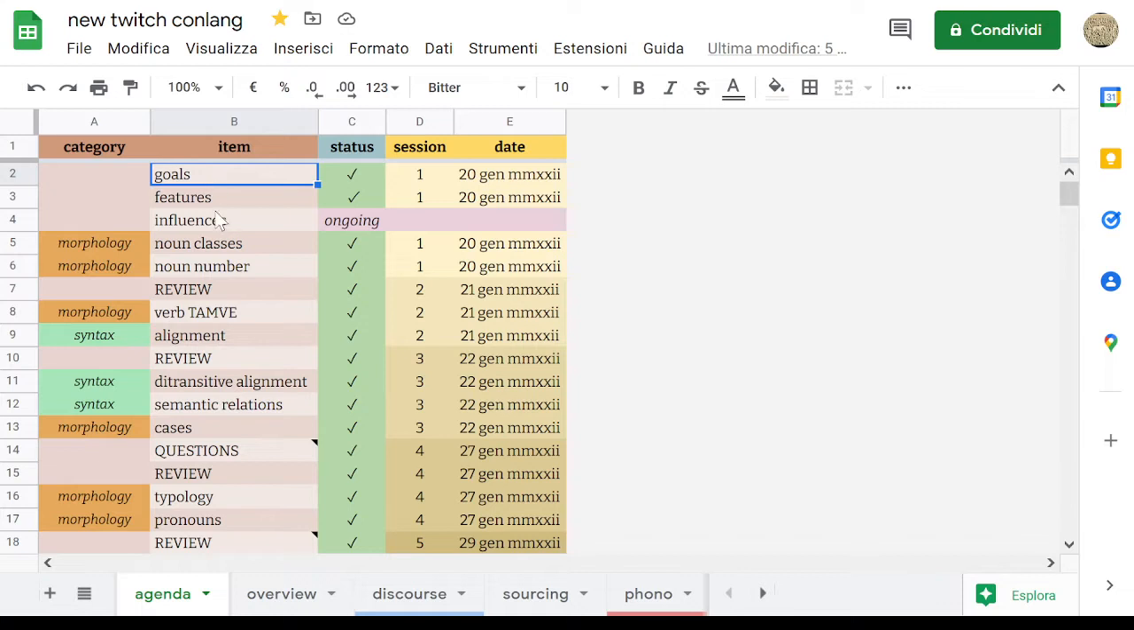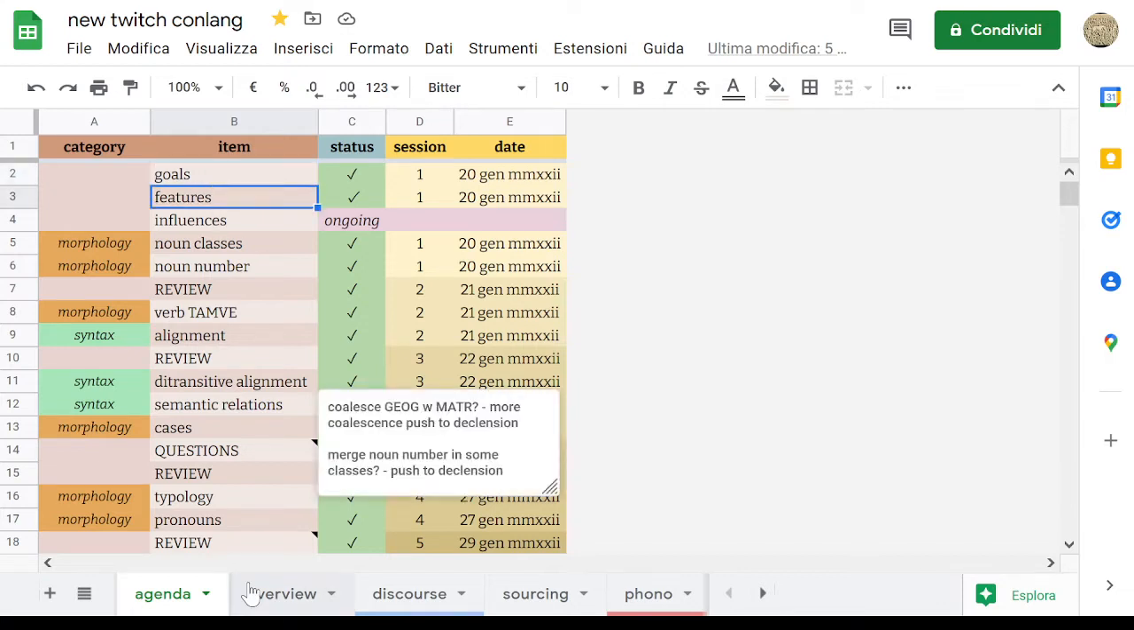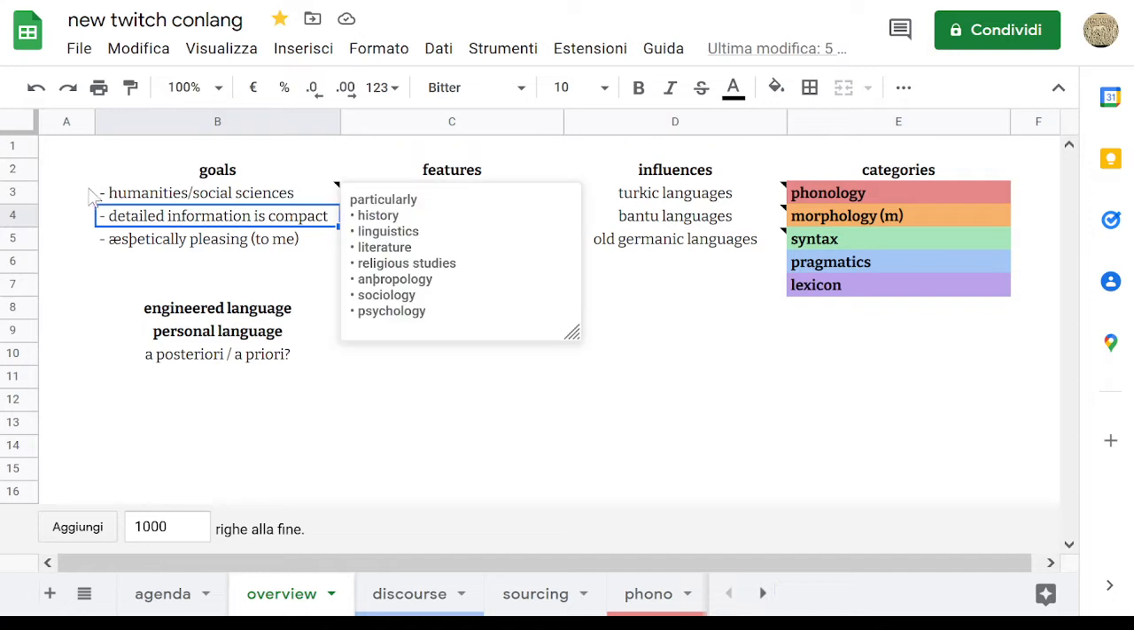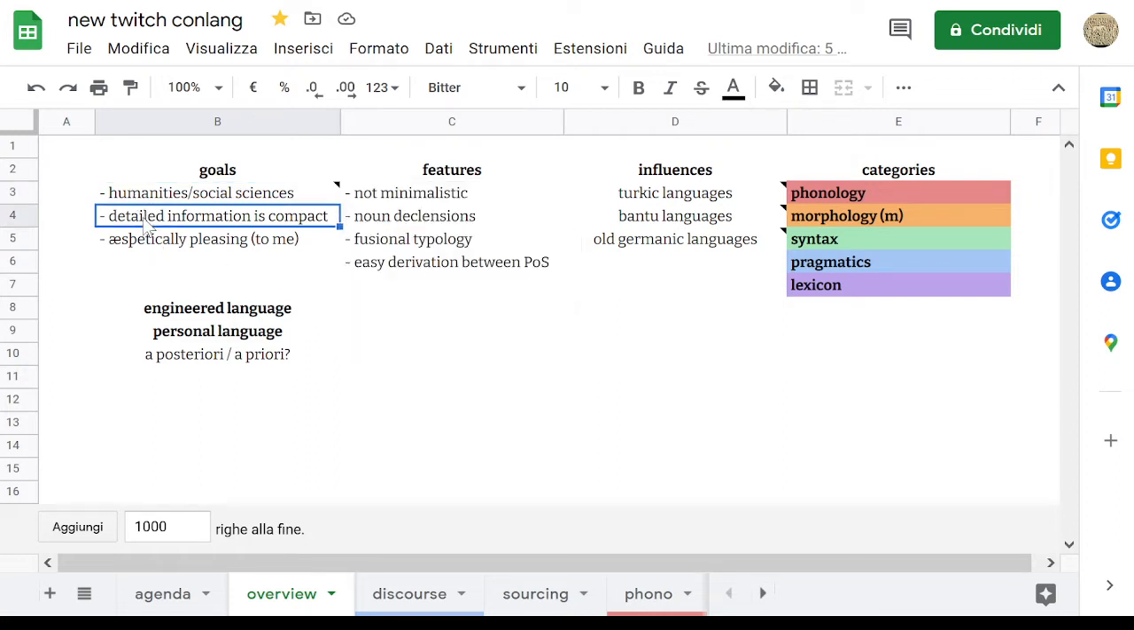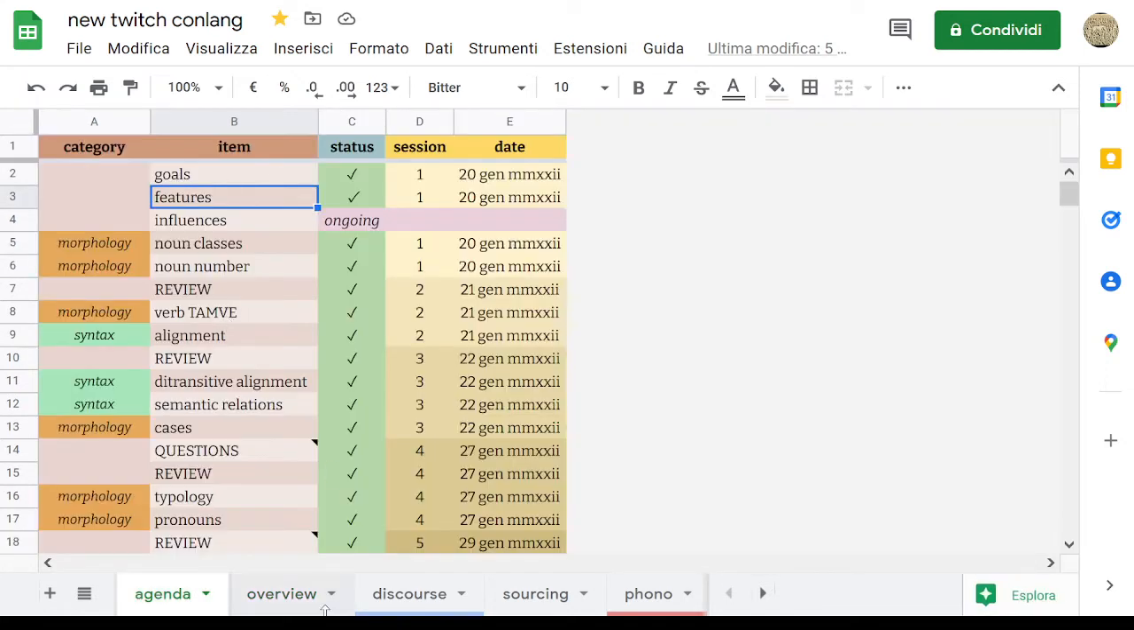So far we have our goals, and my goals with this Conlang are written out here. I wanted to focus on being able to express concepts in the humanities and social sciences, particularly history, linguistics, and anthropology, and these other ones listed here, in a detailed and compact way. And I want it to be something that I personally enjoy. And if other people like it and want to use it, then they are also welcome to, once I have documentation on this language.